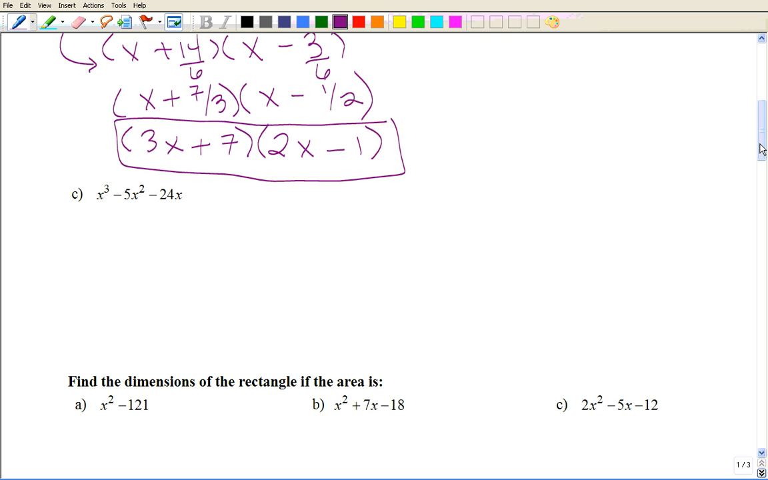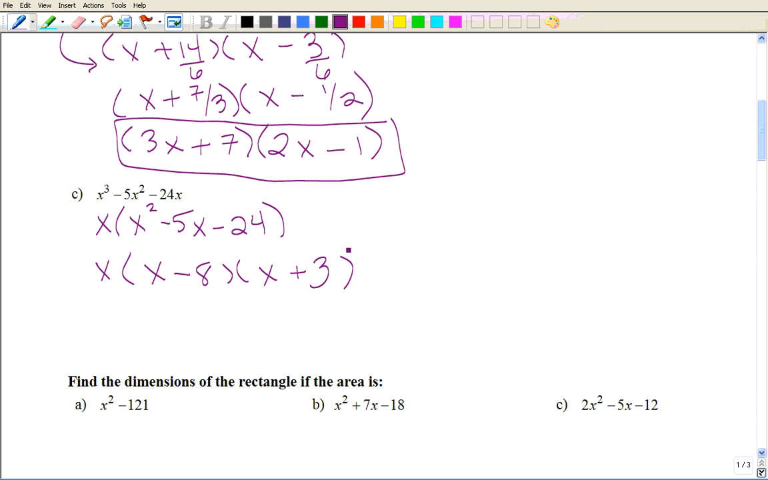And then part C, x cubed minus 5x squared minus 24x. Looking across, I do have a greatest common factor that I need to take out first. So I'll put the x in the front, and that'll give me x squared minus 5x minus 24. And then I have to think, does that factor well? And it sure does. So I'll leave the x in the front. What multiplies to negative 24 but adds to negative 5? That's negative 8 and positive 3.